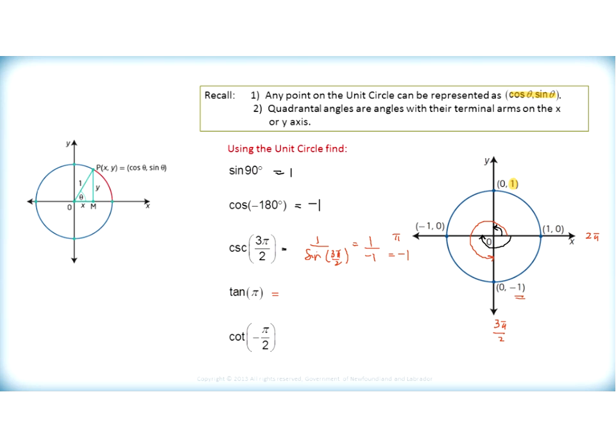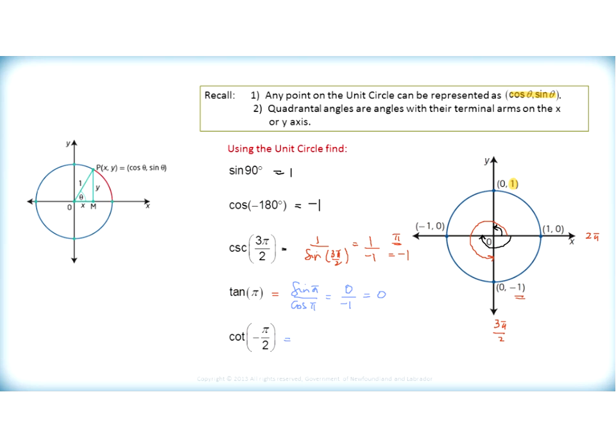The tangent of pi. Again, pi is located right here. We're looking for the tangent of pi. Tan is equal to sine of pi over the cosine of pi. The sine of pi is 0. The cosine of pi is negative 1. Remember, sine is the second coordinate, cosine is the first coordinate. So sine over cosine will be 0 over negative 1, which, of course, is 0.